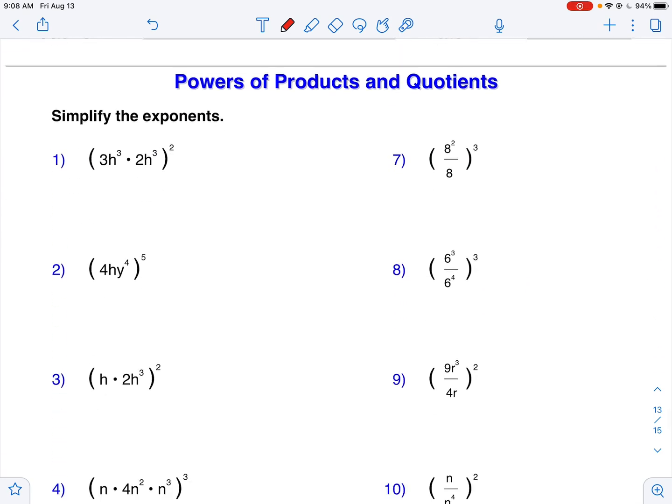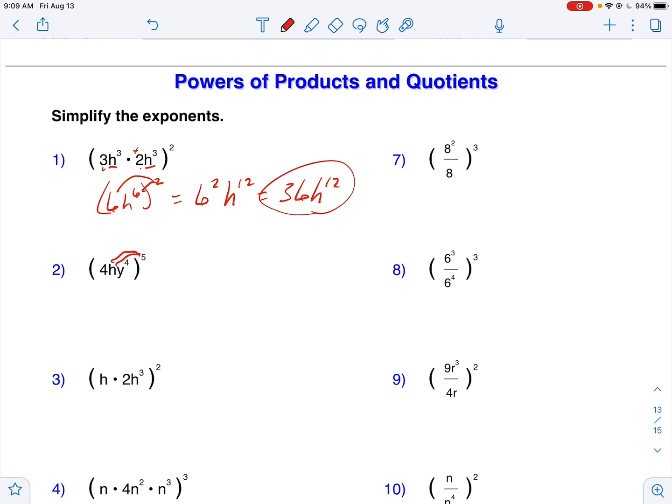And the last one, well, no, it's not the last one, but 3 times 2 is 6. H and h, they both have 3. They add, which makes h to the 6th squared. 2 squared and h to the 6th squared. Or sorry, 6 squared and h to the 6th squared. So 6 squared, h to the 12th. That's 36, h to the 12th.